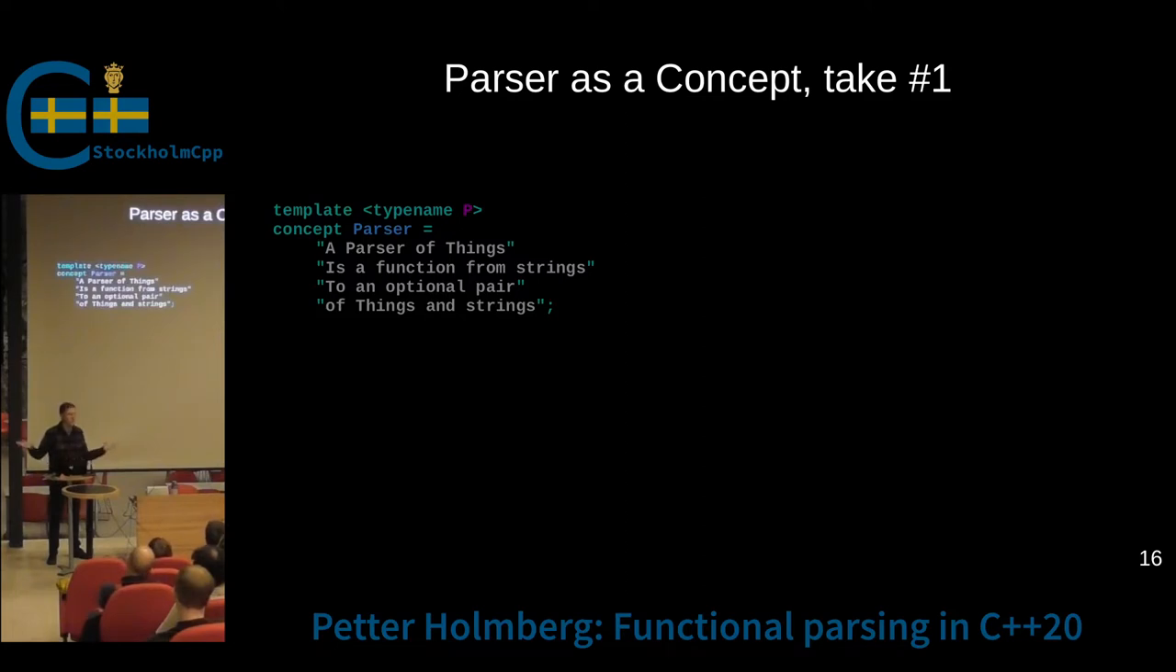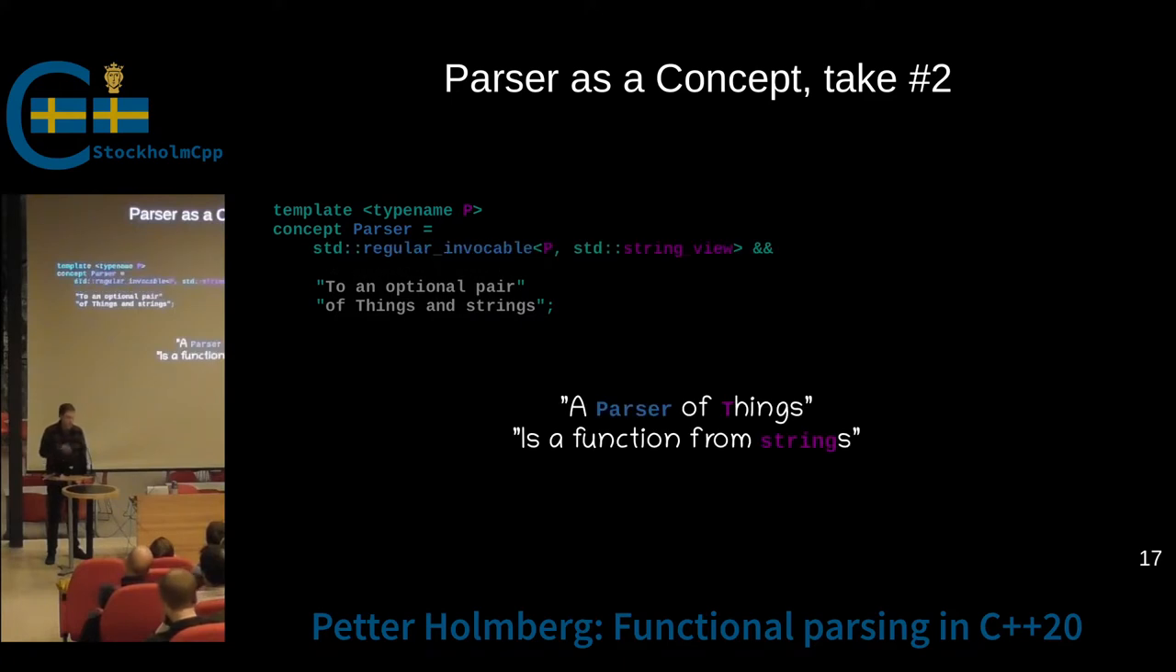It's telling the compiler every type is a parser. So that's not what we want. That's too unconstrained. So we want to describe it more precisely. We want to translate that little rhyme into C++ code. And so now we can do this with the help of our concepts. So first of all, a parser of things is a function from strings. So we can express that as it's a regular invocable that takes a single argument, in our case of type string_view. And what about the return type? Well, it should be an optional pair, right? We had an alias for that return, that optional pair.